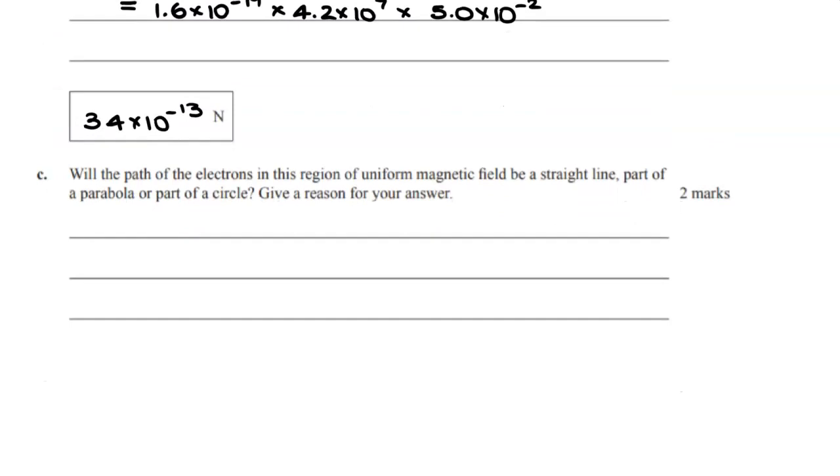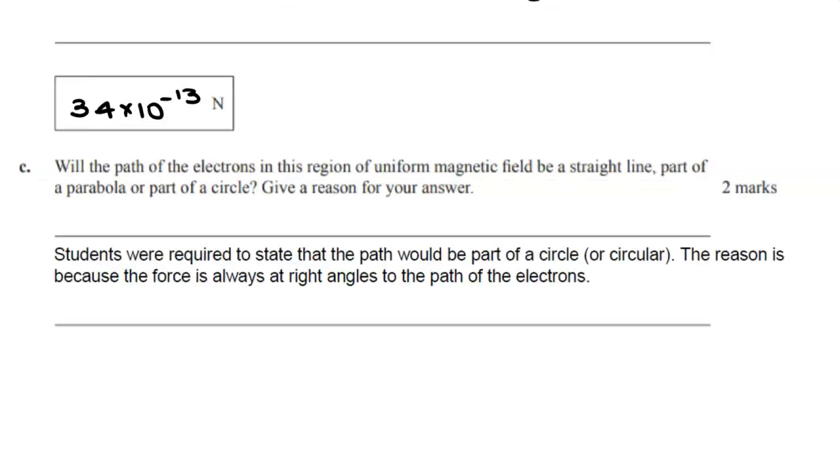Will the path of the electrons in this uniform magnetic field be a straight line, part of a parabola, or part of a circle? Give your answer. Okay, as we've seen, we have that situation where the force is perpendicular to the velocity and it's a constant magnitude force. So the reason they give in the assessor's report is here. I imagine that it would be 1 mark for confirming it was a circle, and really important to include a reason there, because remember, if you just select one of straight line, parabola or circle, unlikely to actually earn a mark. You need to attempt a physics-related reason.